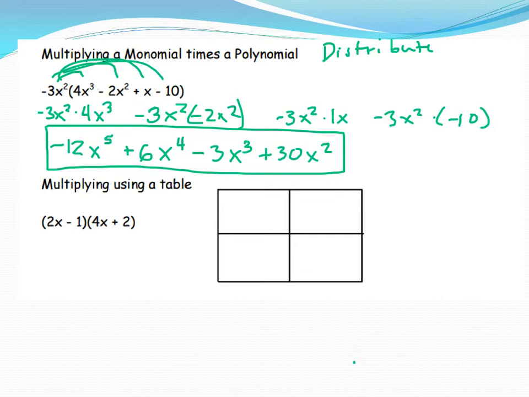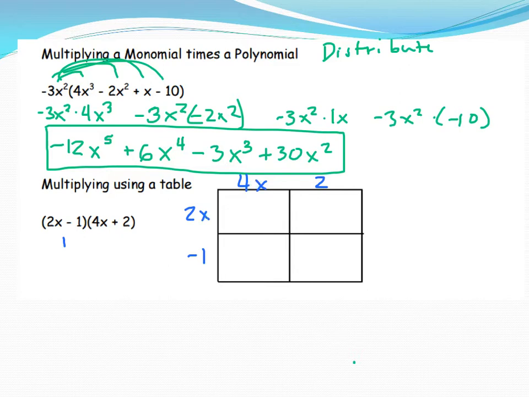Next example, let's take a look at how we multiply using a table. Here's just another method on how to multiply these two things. Here I'm multiplying two binomials, 2x minus 1 and 4x plus 2. Here's how you set up this table. I'm going to take my first polynomial, 2x minus 1, and write that there, kind of making a table. Then I have 4x plus 2. I'm going to put my 4x there and my 2 there. In each cell of this table, I'm going to multiply the two things.